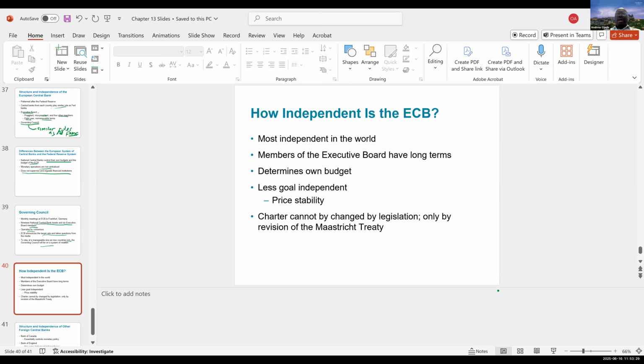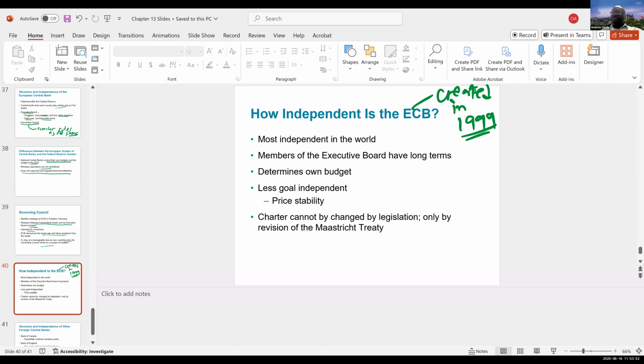Okay. So how independent is the European Central Bank? We said that the Federal Reserve was very independent. So here's what I need to tell you. You remember the ECB was created in what? Created in 1999. That's a very recent central bank, when this group of countries in Europe started printing this currency called the euro.